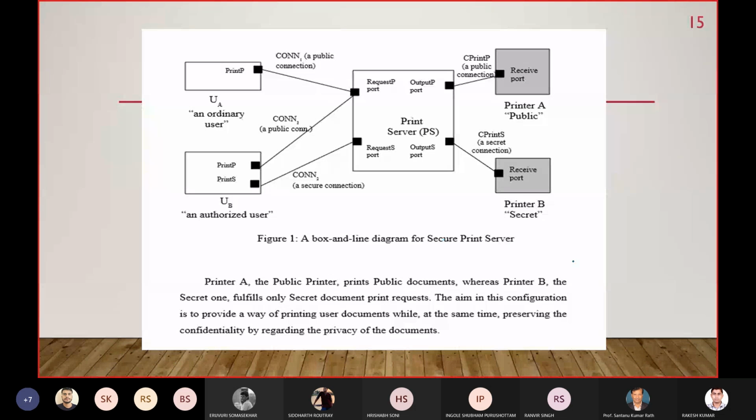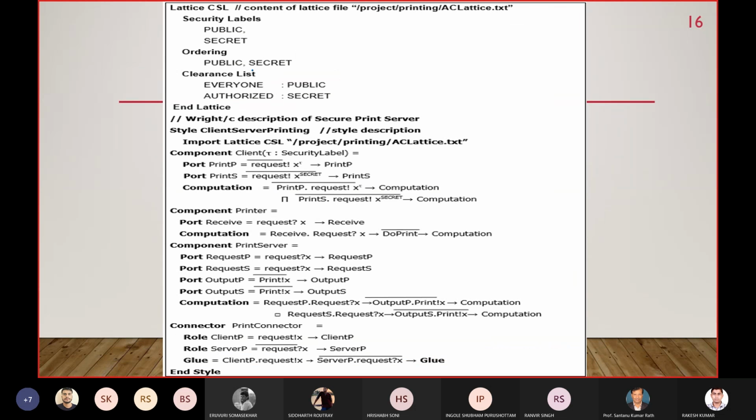Okay. So I will design this using CSP, and there are security levels: public, secret, ordering is public, clearance list. Now the component client, security level. Client means the users, ordinary users, or the authorized user. Okay, print port, print P, request X dash, it will go to print P, meaning the public printer, and print S means the secret, then request X secret, it will go to print S.